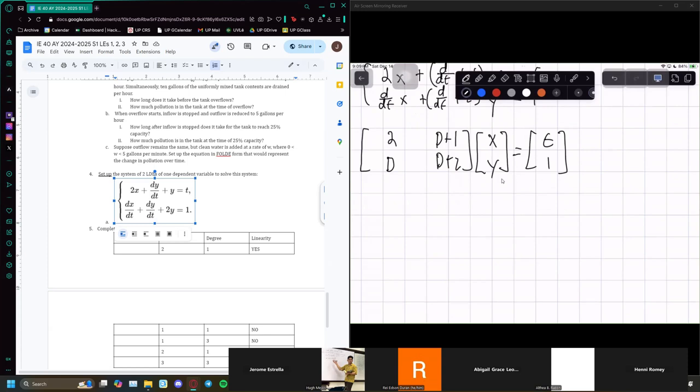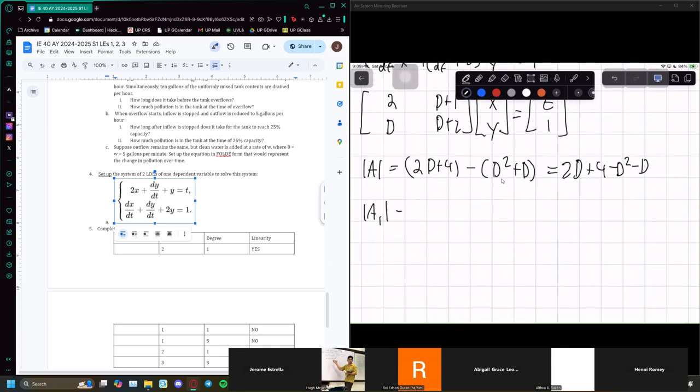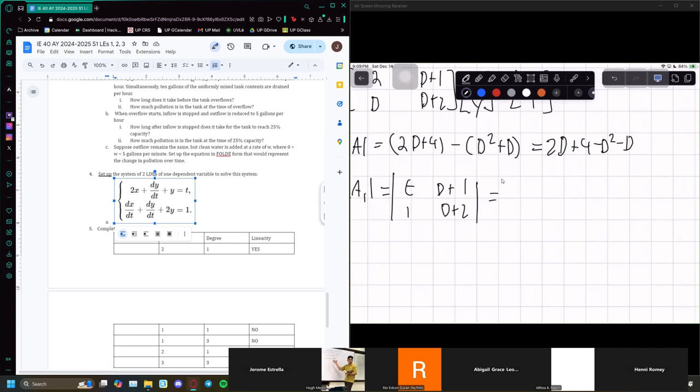So we're gonna do Cramer's rule basically. First, let's get the determinant of A, which is gonna be 2d plus 4 minus d squared plus d. Or in other words, 2d plus 4 minus d squared minus d. For A1, you replace this with B1, d plus 1, d plus 2. Sorry, my penmanship is so bad. And then it's gonna be dt plus 2t minus d minus 1.